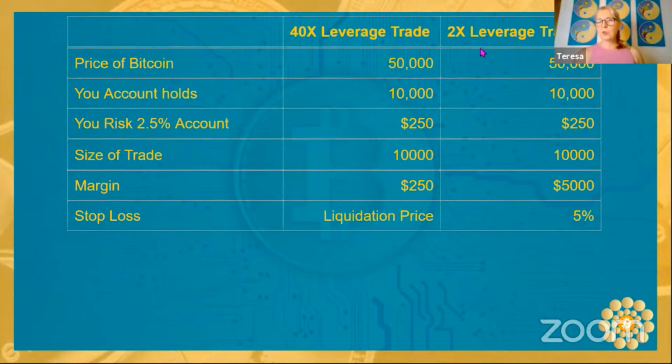In this case, on a 2x leverage trade, your margin is $5,000, so significantly more margin. You're borrowing a lot less from the exchange. You're only borrowing $5,000 from the exchange, okay?